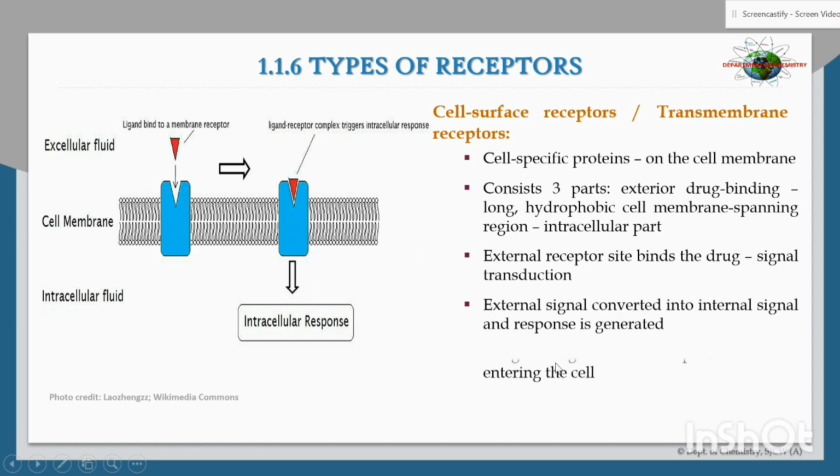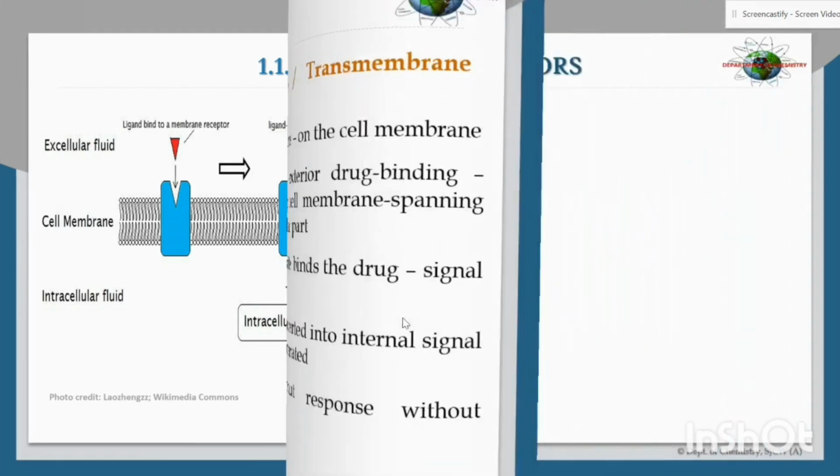The most salient feature of this receptor is that it can generate the desired response without taking the drug into the cell. That is to say, the drug remains outside the cell, but still the effect or the signal that is carried by the drug is translated and generated in the form of a response inside the cell by this type of receptors, called transmembrane receptors.